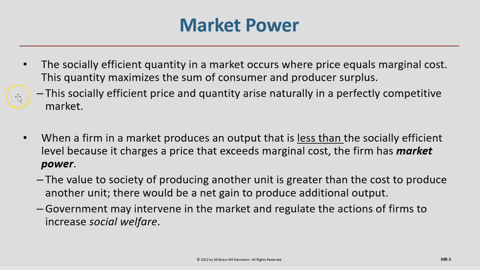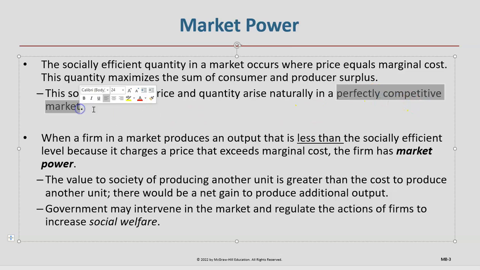Okay, in general, the best market outcome is when consumer surplus and producer surplus is maximized. Okay, we call that the socially efficient quantity and price. And that is when price equals marginal cost. And that happens in this perfectly competitive ideal market structure that we've talked about.